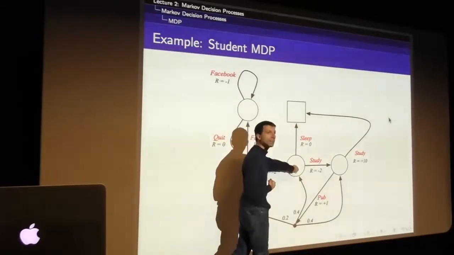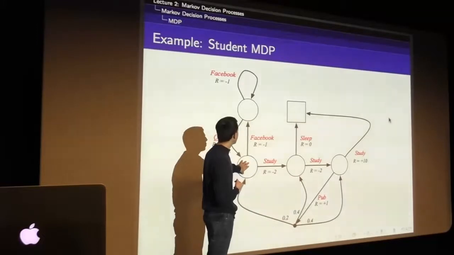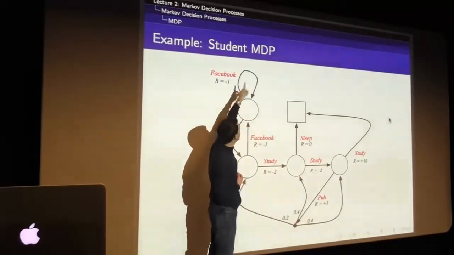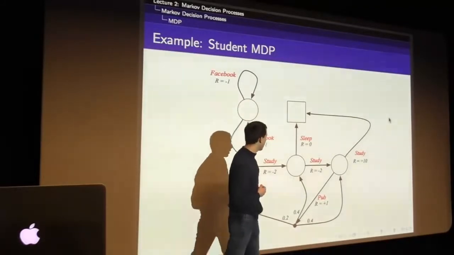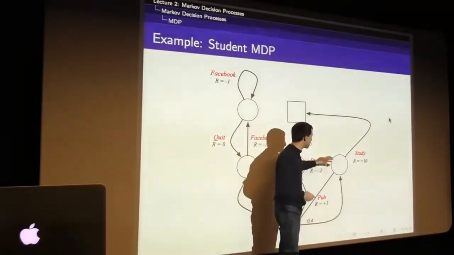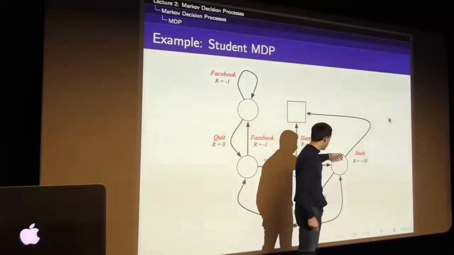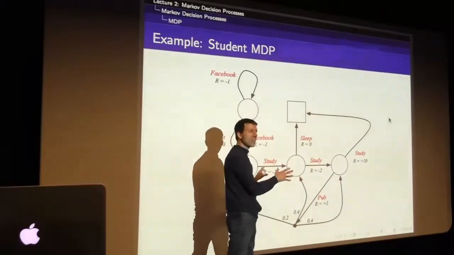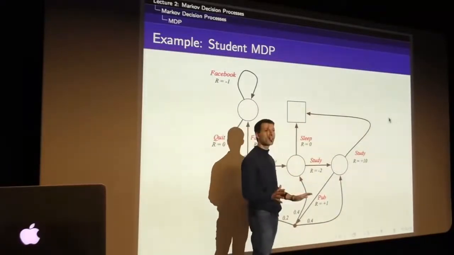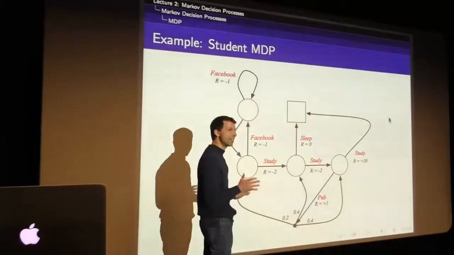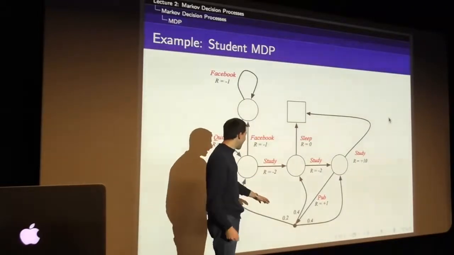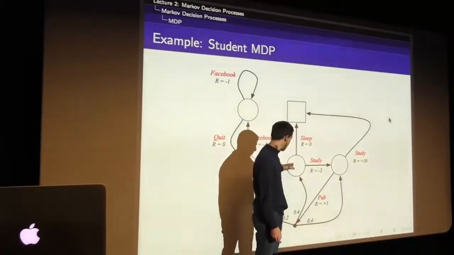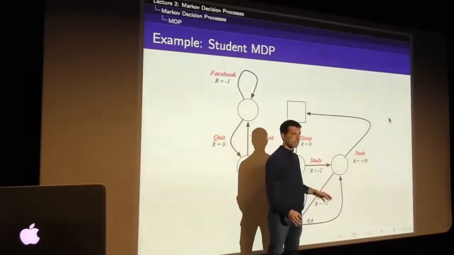If you study, you end up in this state. If you choose to go on Facebook, you end up on this state. When you're on Facebook, you can choose to do it again, or you can choose to quit. You can choose to go to sleep here or to study again. You can choose to study again, or you can choose to go to the pub. If you choose to go to the pub, that's the only place now that there's any randomness. Who knows what might happen? Maybe you'll drink 1 or 2 beers, not quite sure. So now there's some probability that you'll end up going back to class 1, going back to class 2, or even going back to class 3.